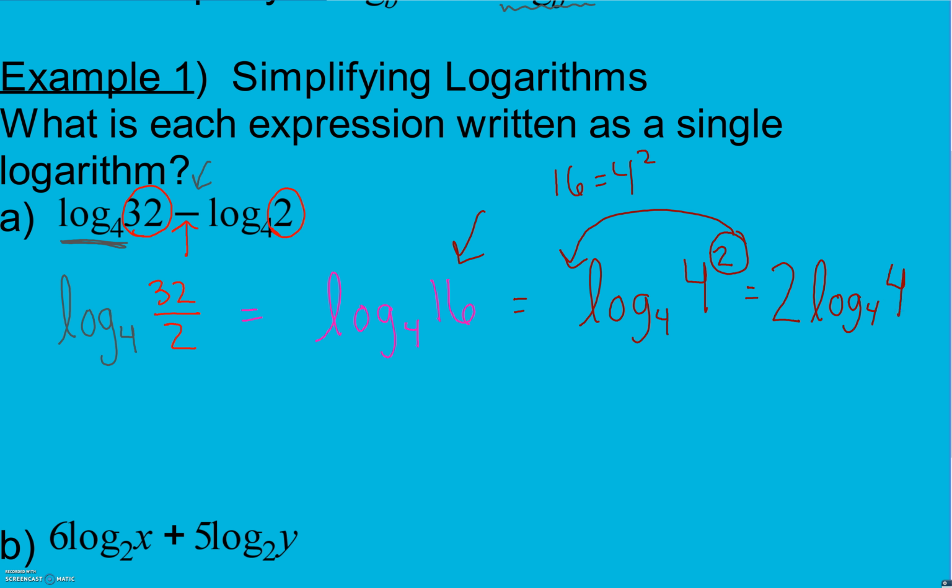And we talked about this last week some, but log base b of b always equals 1. So log base 4 of 4 is just 1. We have 2 times 1, which is 2, which means this whole thing up here just equals 2. If you don't believe me, here in a little bit, I'll teach you how to type it in your calculator and you can check.